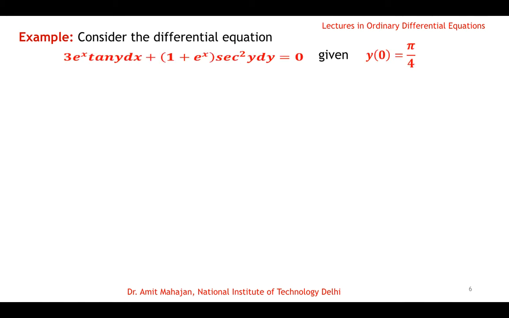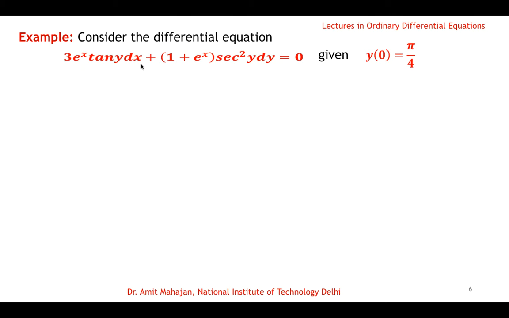Take one more example. Consider the differential equation 3e^x tan y dx plus (1 plus e^x) sec squared y dy is equal to 0, given y at 0 is pi by 4. There is a condition given, an initial condition, so you can call it an initial value problem. Again it is a differential equation. If I divide by dx, then dy by dx is the highest derivative, so it is first order, first degree.